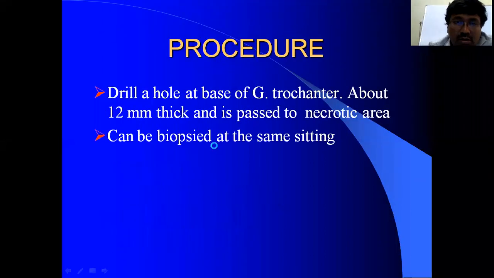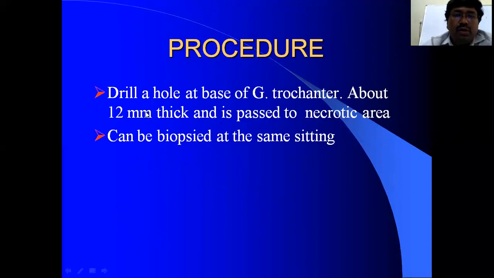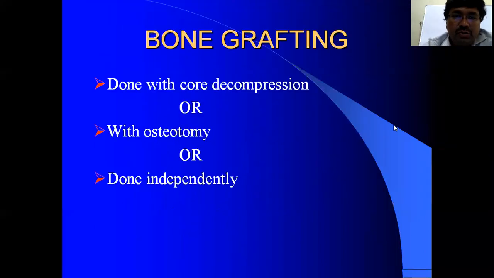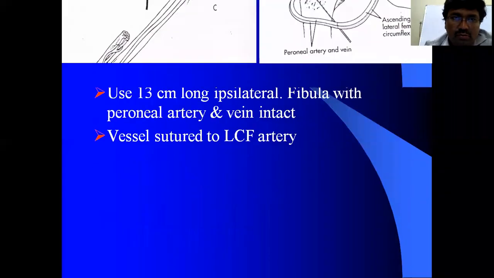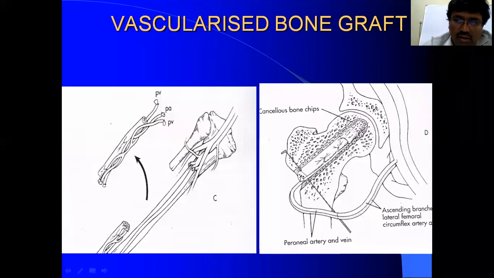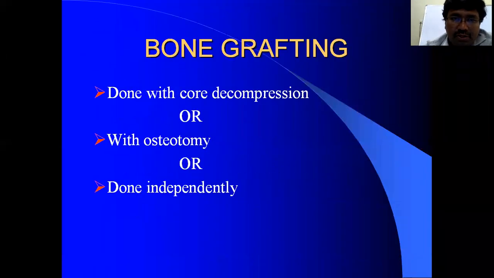I'll first talk about core decompression. A hole is drilled at the base of the greater trochanter, about 12 millimeters thick, and it is passed to the necrotic area. I'll show you the picture. Like this, the hole is drilled into the femur till the necrotic area, and we can take a bone sample for biopsy also from this part. That is called core decompression.